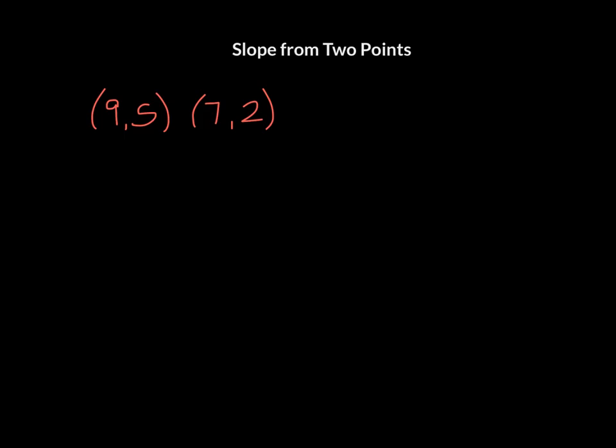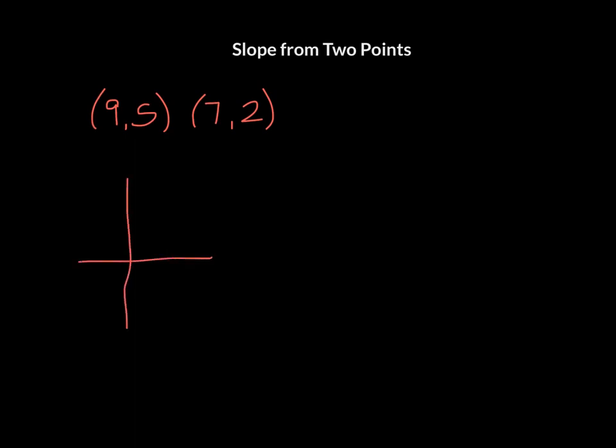Hello students, today we're going to be working on finding the slope from just 2 points. So we no longer have a graph and we just need to find the slope. There are 2 strategies that I like to use. The first one is, I'm a very visual person, so I like to imagine what the graph would look like.